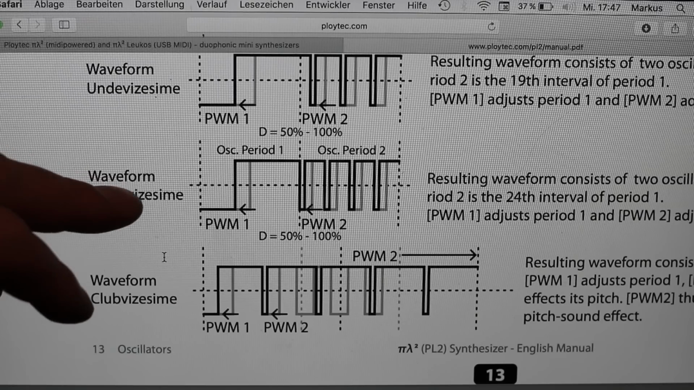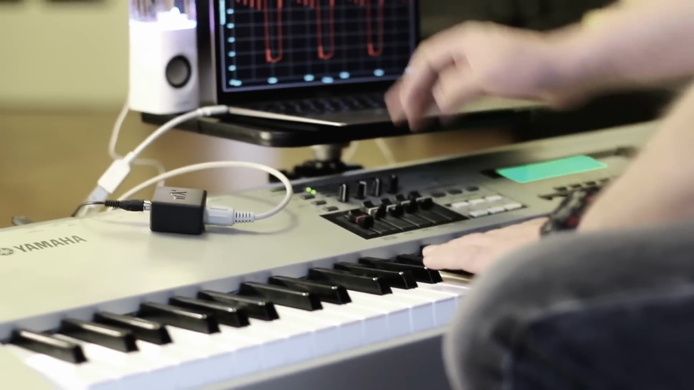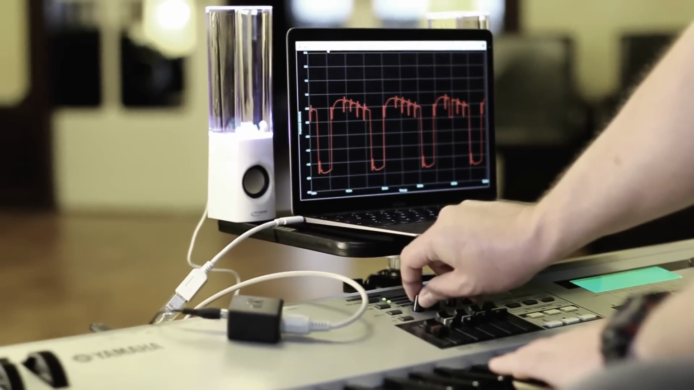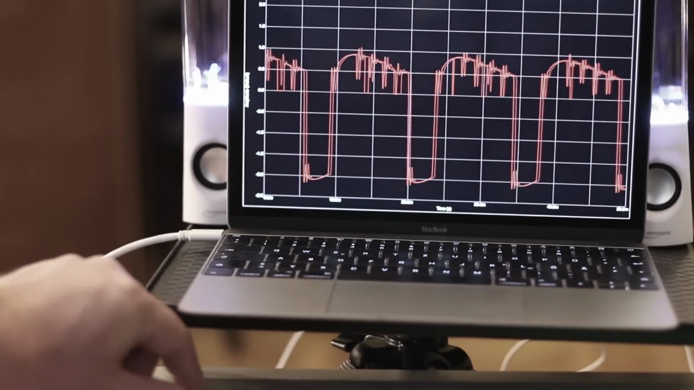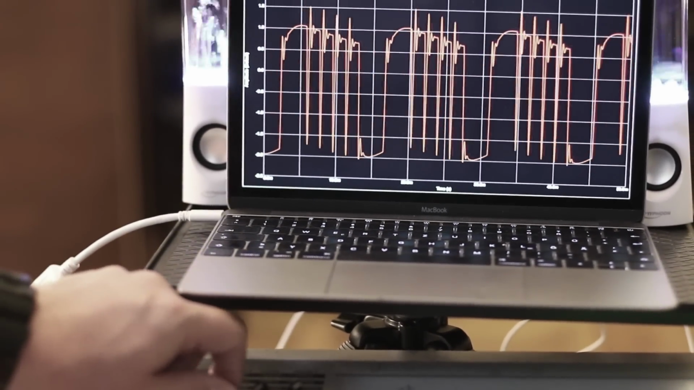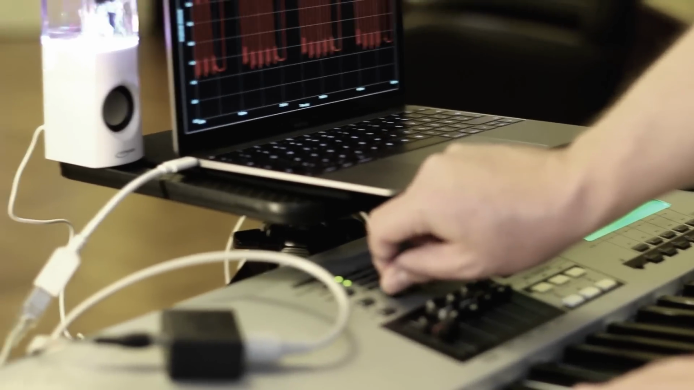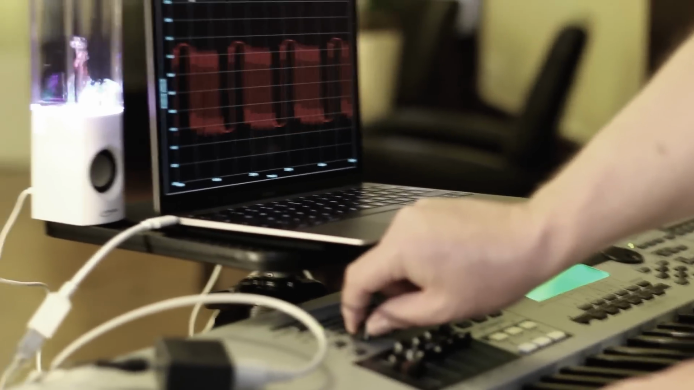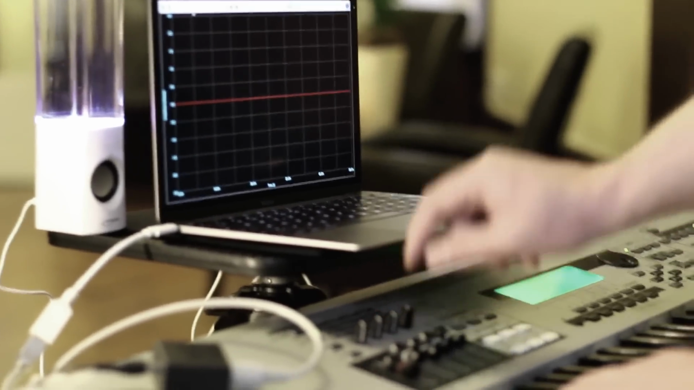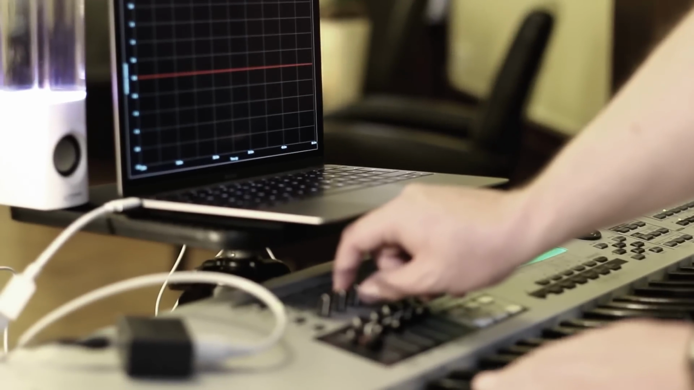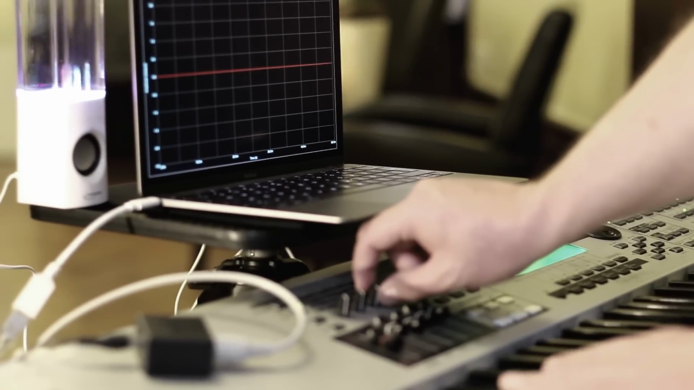Waveform number 6 is very similar to waveform number 5, but instead of the fifth of the octave, we use the octave of the octave. So it looks like this. Here's the basic waveform, and here's the other ones. And with the pulse width 1 and 2 controller, I can modulate both at the same time.